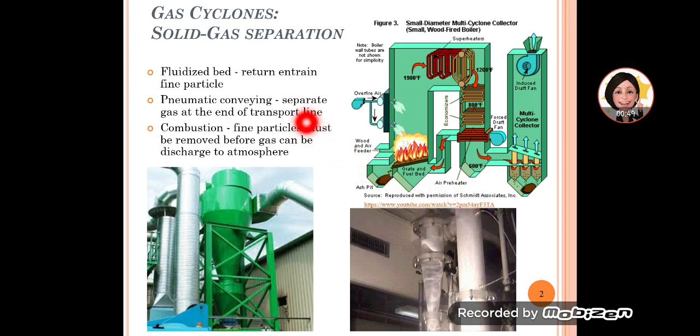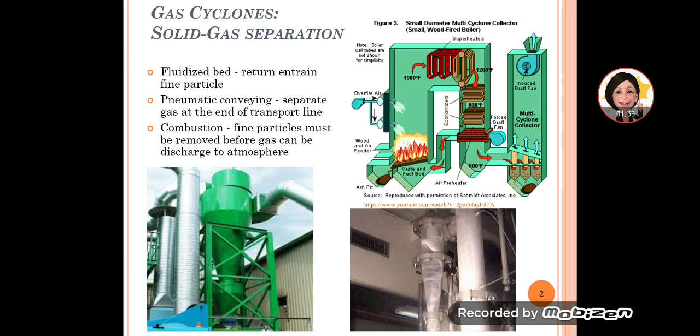It is also an important process in pneumatic conveying. In pneumatic conveying, air or gas is used to transport solids from one point to another. Once it has reached the point, we have to separate the gas at the end of the transport line and collect the solid particles. For example, this is the end of the pneumatic transport. It reaches a cyclone, and this cyclone will collect the required particles and send them down to a hopper, and then the gas or air will be released or reused for pneumatic transport.